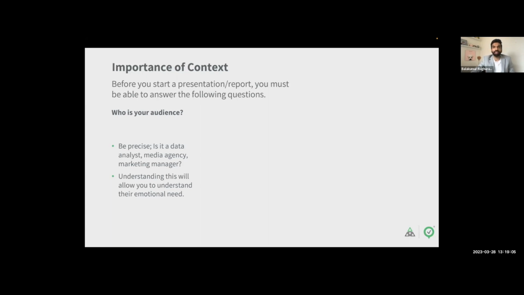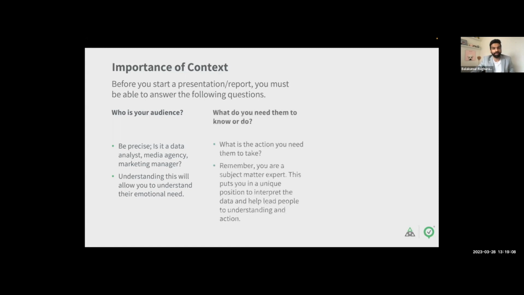So write it down. Who's going to be in this meeting? And what do you need them to do? Do you want them to take an action? Do you want to have a conversation? The one thing I always tell myself, and it's important, is that when you're presenting, you are the subject matter expert. Which means you're in a very unique position to interpret the insights in a way that can help them understand, perhaps, like Cree said, 40 different reports. And you can condense that to 5 slides, 5 insights that they can understand. That's on you, so you hold a huge responsibility.